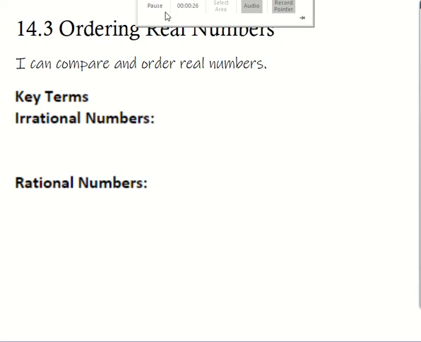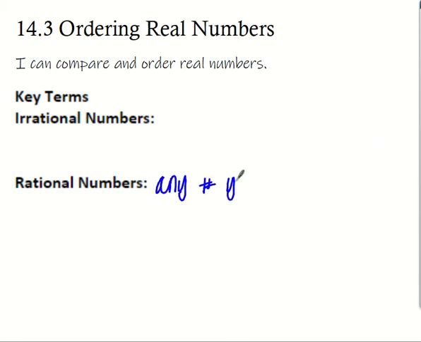And then order them on a number line. So just to review the difference between an irrational and a rational number. And I'm going to start with rational because it's our first one. Remember, a rational number is any number that you can write in a fraction form, right? So it's a over b, where b cannot equal 0.